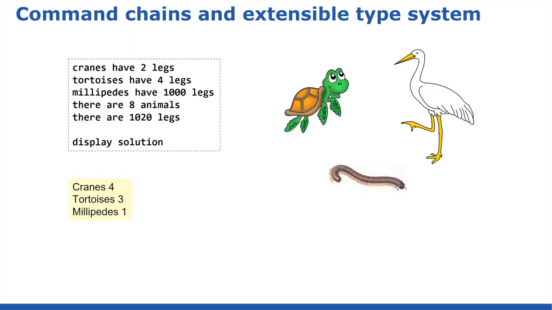Okay, now that's a little DSL. Somewhere I've gone and defined a bit of code that represents what all the bits of that DSL mean. So when you call cranes have 2 legs, underneath the covers it's actually storing away information in a dictionary or a hash map. So cranes will be a key and 2 a value, and things like that. When you say display solution, it goes and invokes a constraint programming solver. All the details of that are stored away in a little DSL.